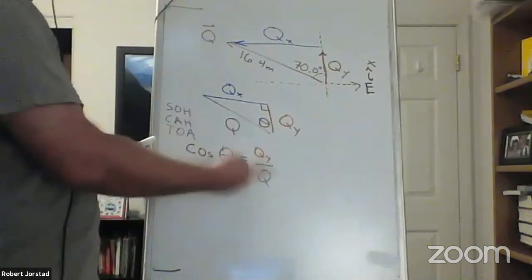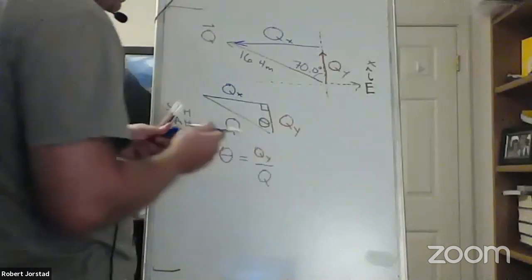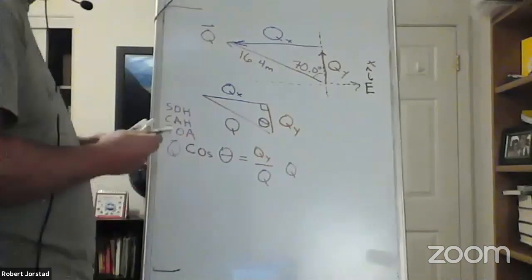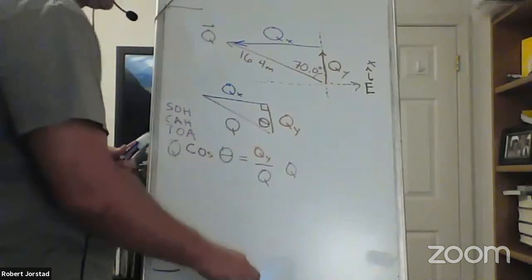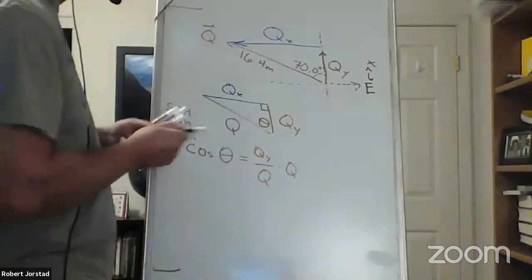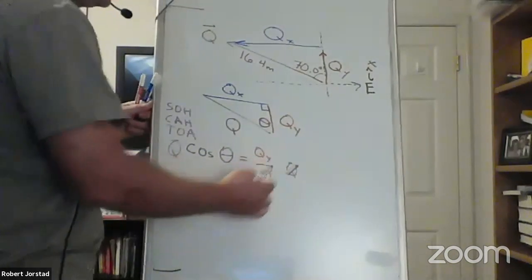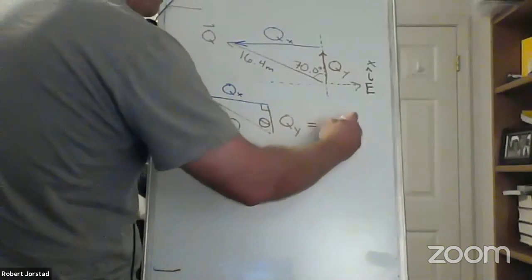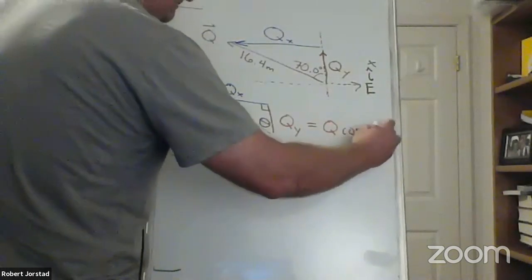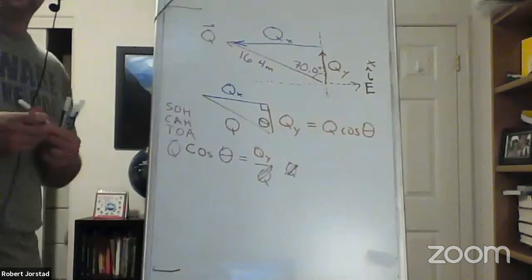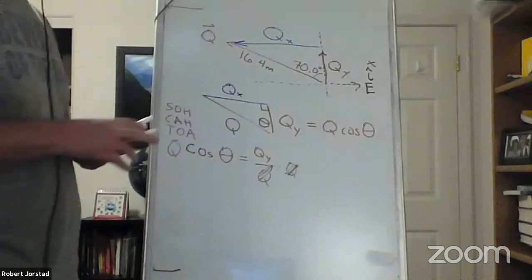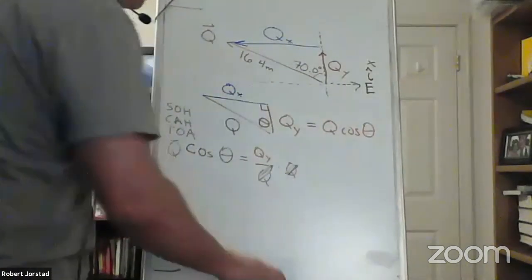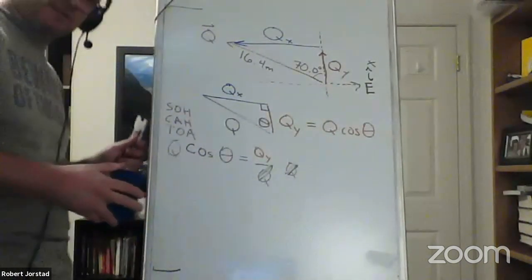And now, if I solve this algebraically, I can multiply both sides by Q. And this is what we're going to do most of the time. We're going to skip right to this step. I see that the Q's cancel out. And I could rewrite this as, all right. So notice in this particular case, Q_y is Q cosine theta. All right. Any questions about that?